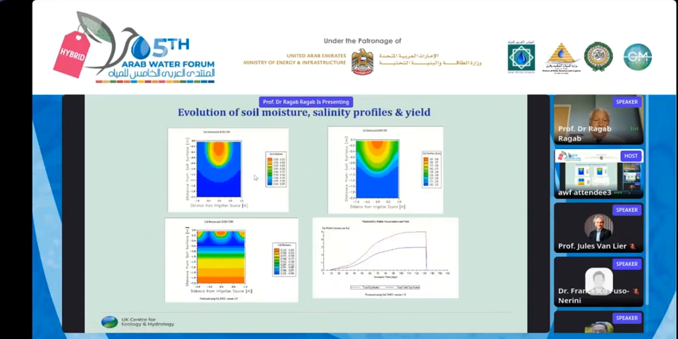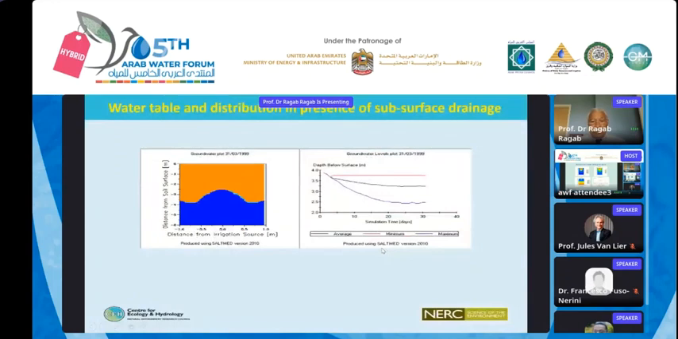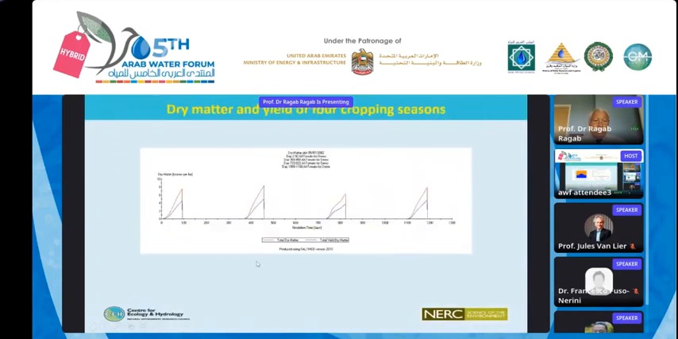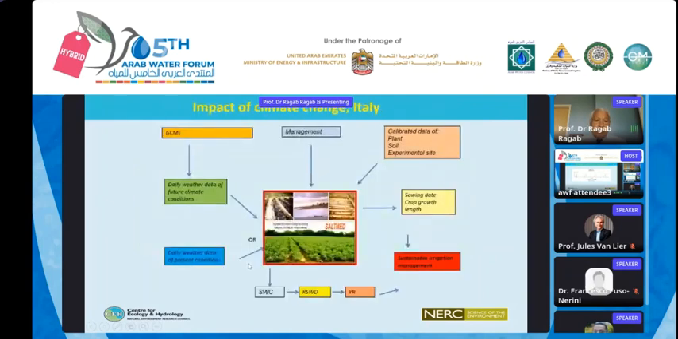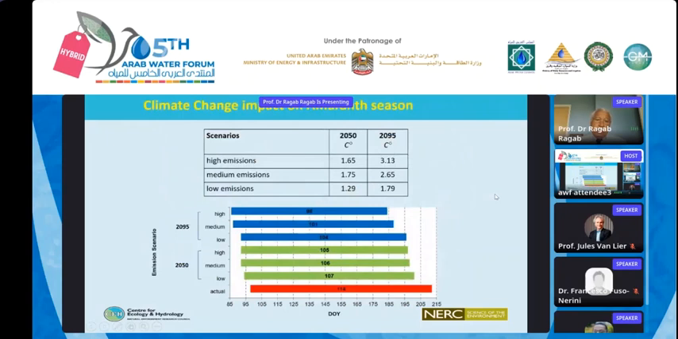rotation. The model can give you the soil moisture distribution, the salinity, and also if you have multiple drip systems, it can give you the yield and the biomass or the dry matter. Also, it can give you an idea about the change in the groundwater level. And if you have a rotation or multiple year cultivation, it will also give you the yield and the dry matter. The model can also be used for climate change impact, to look at the crop water requirements in the future, as well as the length of the growing season.